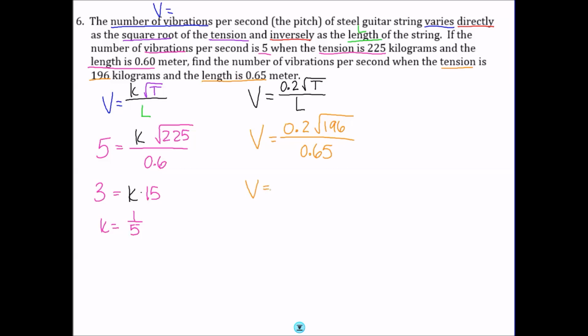So we can go ahead and type that in the calculator, and we end up with, I'm going to round it to 3 decimal places, 4.308. Then we need to check and see what our units are. Earlier in the problem, the number of vibrations per second is the unit that's used. So that will be our final answer.